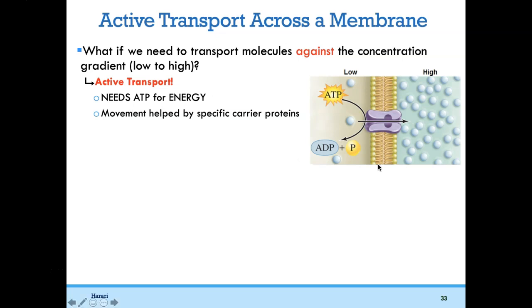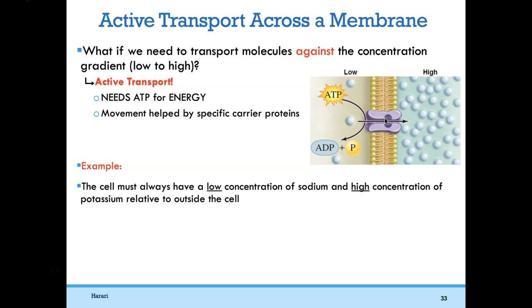Active transport is when we already have tons of something inside of the cell, but we still need to put even more in. So we're going from low concentration to high concentration. We need ATP for that, and we also need a special protein on the membrane. The main example of active transport that you must know is the sodium-potassium pump.